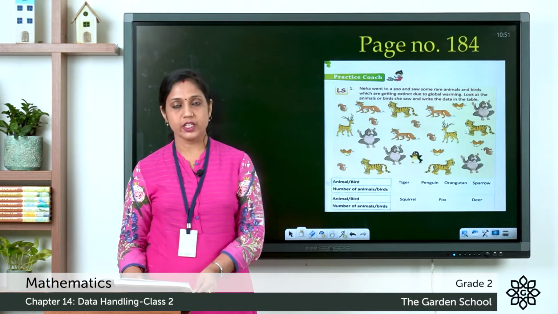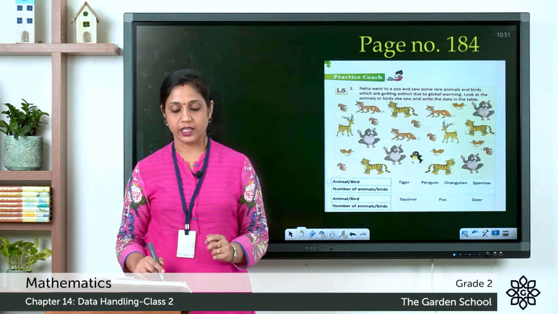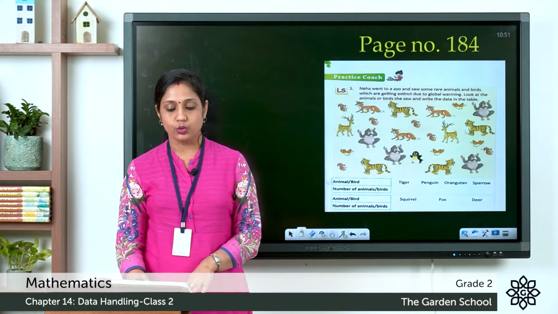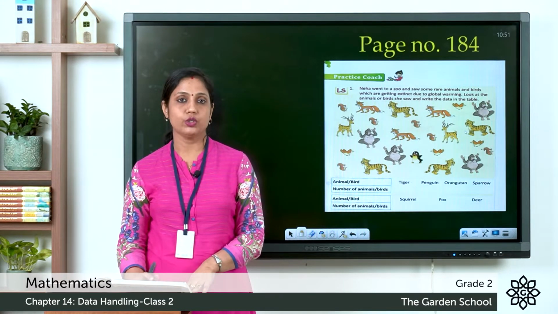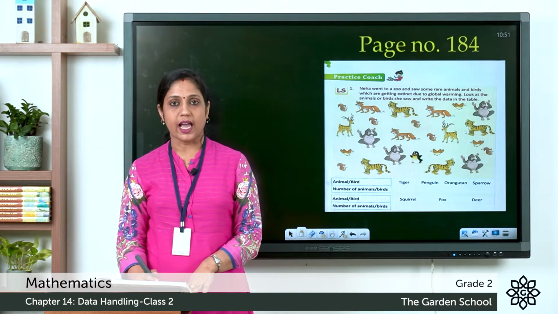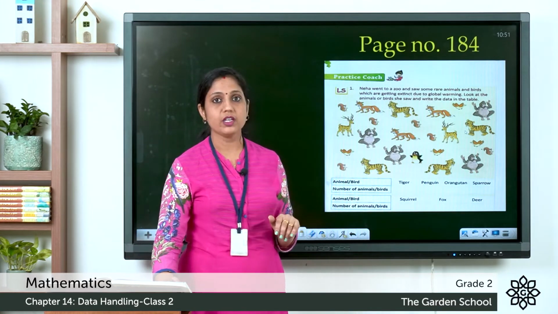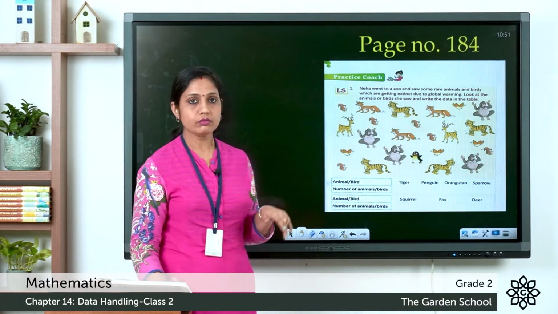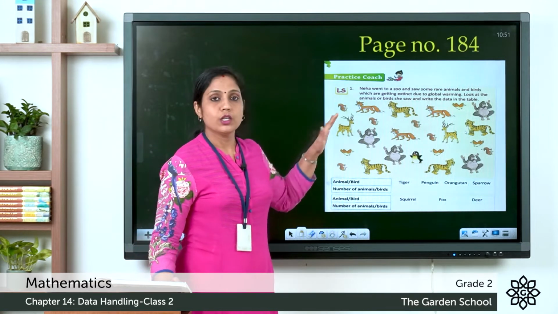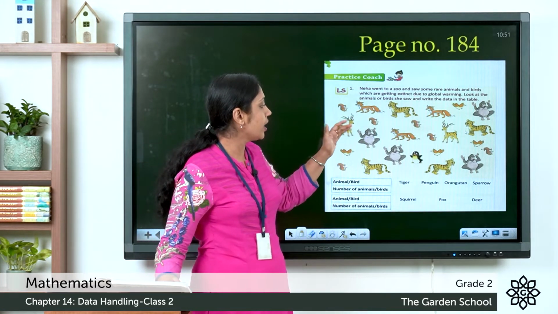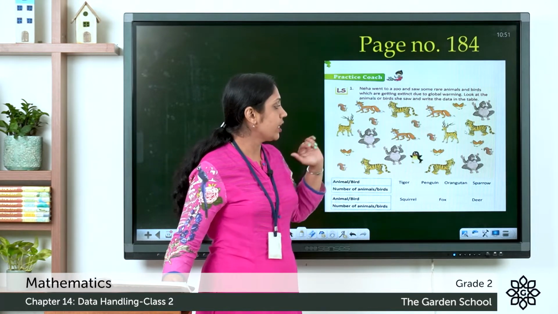Moving on to our next page, 184, we have the practice coach. So let's see the question. Neha went to a zoo and saw some rare animals and birds which are getting extinct due to global warming. Look at the animals or birds she saw and write the data in the table. So you can see here some animals are given. So Neha went to the zoo and she saw some animals. So what all animals are here? You can see tiger, fox, squirrel, sparrow, orangutan, deer.